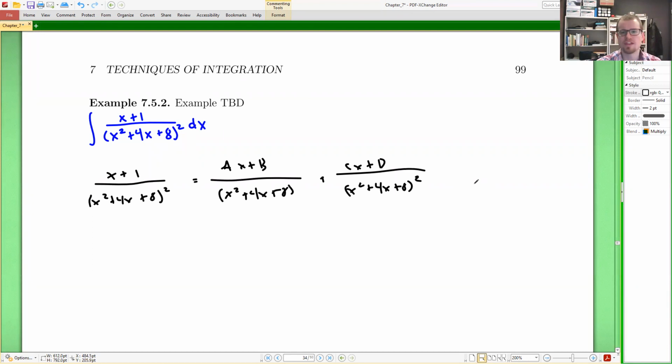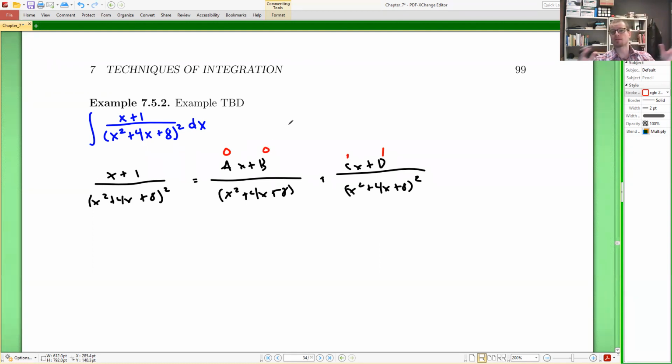So if this is what we're looking at, we're looking to write this in this form, I would say it's pretty clear that c equals 1 and d equals 1. And that's exactly what we have over here: 1x plus 1 over this thing squared. So a is just 0 and b is 0.